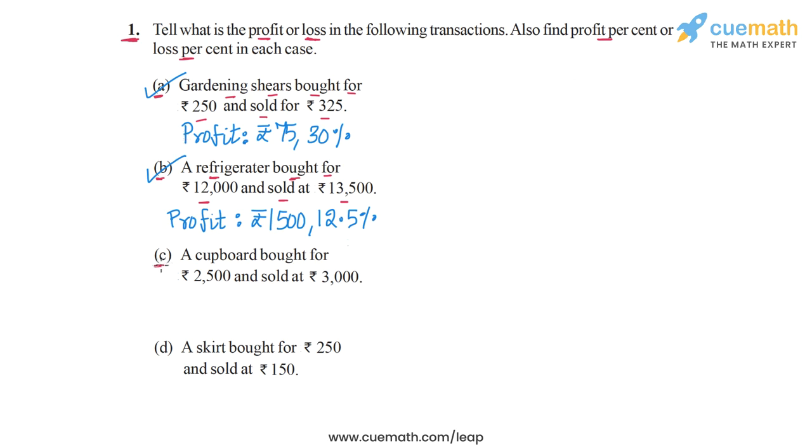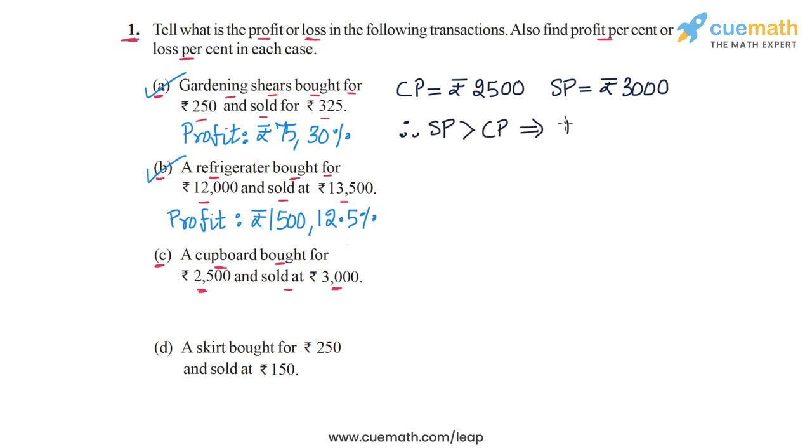Next we come to part C, which says that a cupboard was bought for rupees 2,500 and sold at rupees 3,000. Okay, so in this case the cost price is rupees 2,500 and the selling price is rupees 3,000. And once again we see that because the selling price is greater than the cost price, a profit was made on this transaction. And what is the value of the profit?